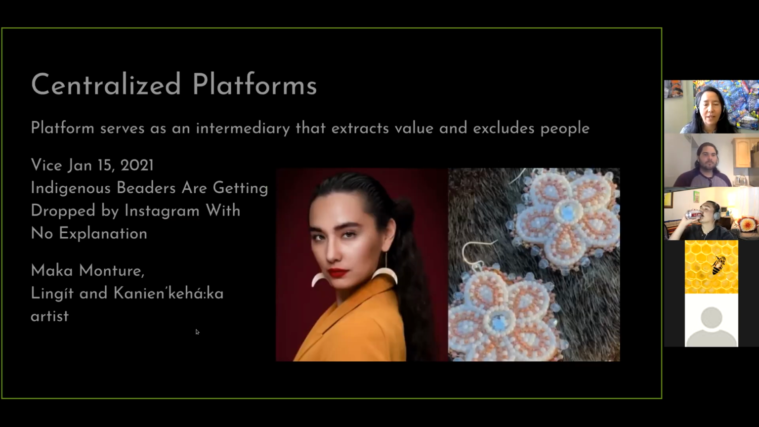So why are centralized platforms bad? They basically serve as an intermediary that extracts value and excludes people. For instance, Vice had an article on January 15 about indigenous beaders that are getting dropped by Instagram. They were selling a lot out there. They got highlighted by the New York Times, and just two weeks later, suddenly they started getting dropped. This is Malka Matur and her beading piece here. They were selling a lot on Instagram, and I think Instagram wanted them to use their own marketplace. That was why they were dropped.